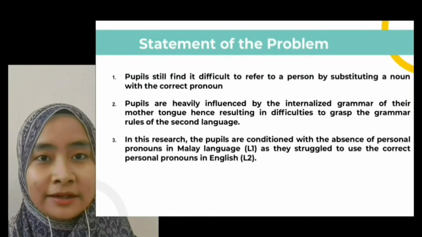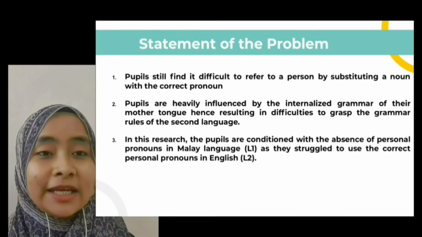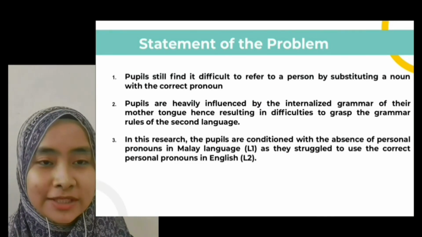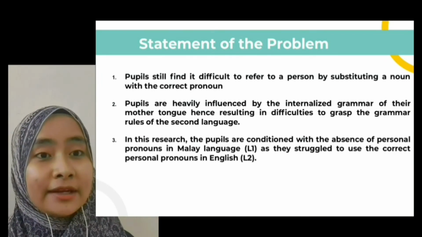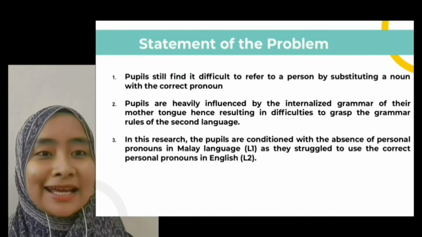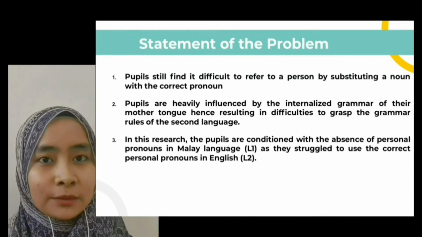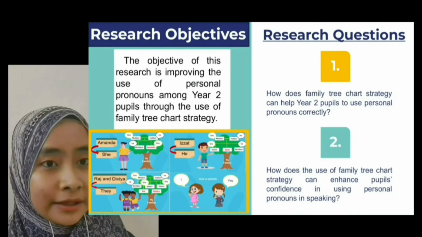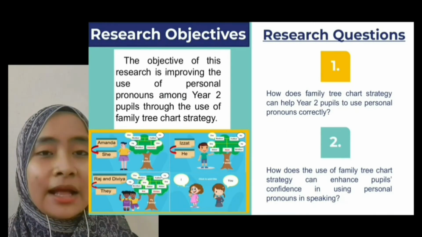In this research, as I said earlier, the pupils are conditioned with the absence of personal pronouns in the Malay language, as they struggle to use the correct personal pronouns in English. According to Setia in 2019, it is proven that pronoun is an aspect of English grammar that Malaysian students frequently struggle with. Therefore, the objective of this study is improving the use of personal pronouns among Year 2 pupils through the use of family tree chart strategy.